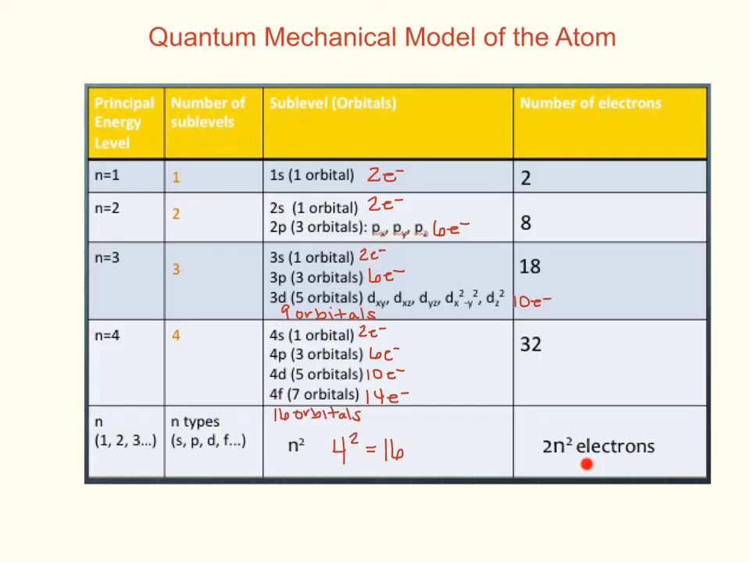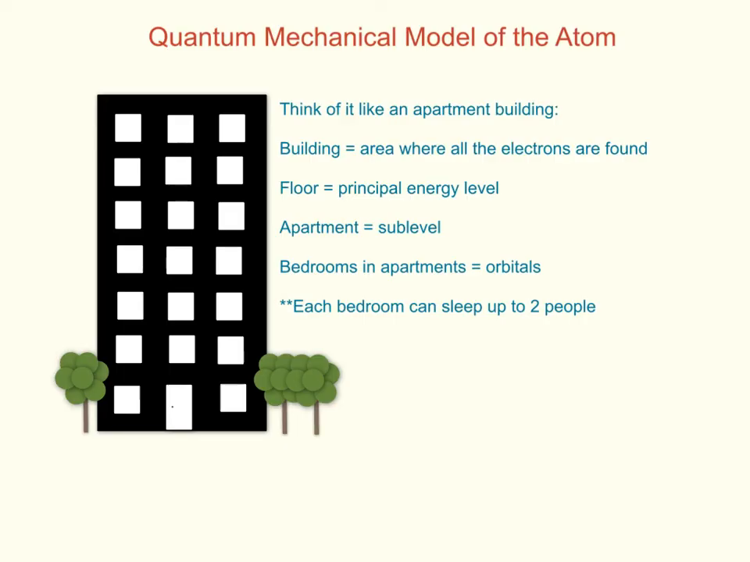To find our number of electrons, we simply use the number that we found over here and multiply it by 2. So going back to our third principal energy level, our 3 squared is 9, and 9 times 2 is 18. So using these will help you quickly determine how many orbitals and how many electrons you should have in your principal energy levels.